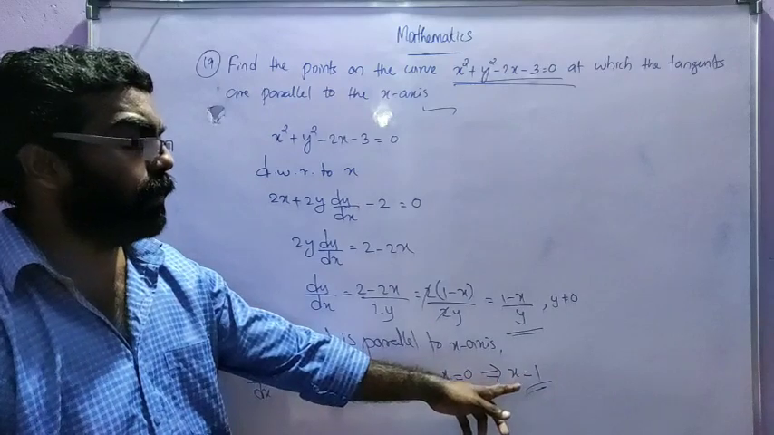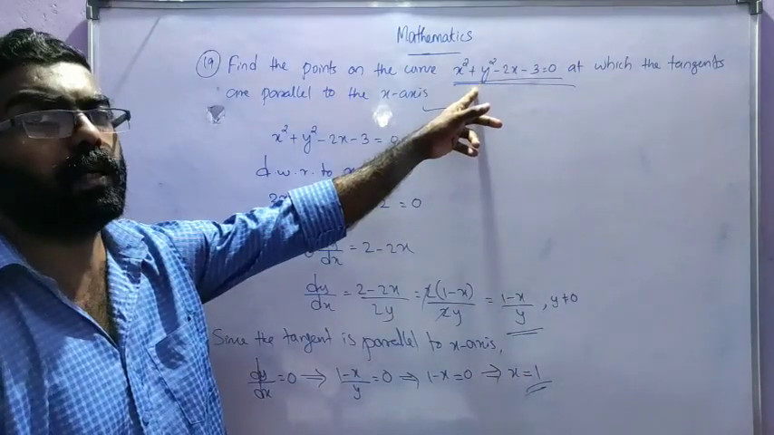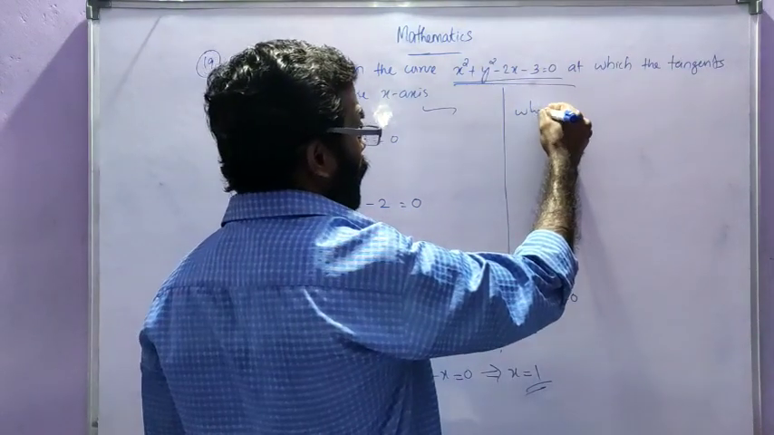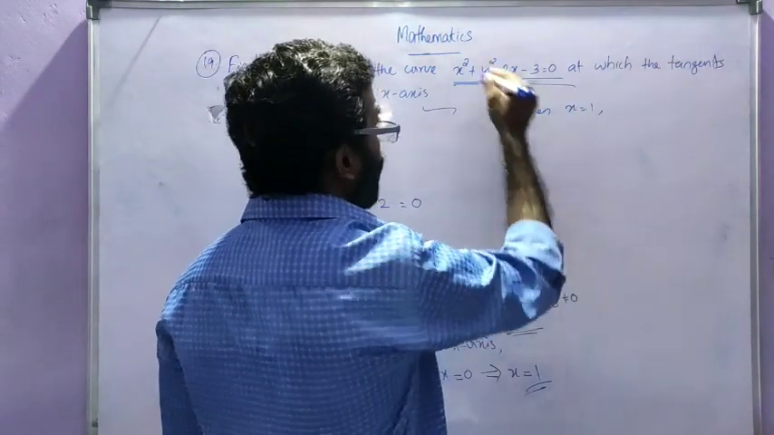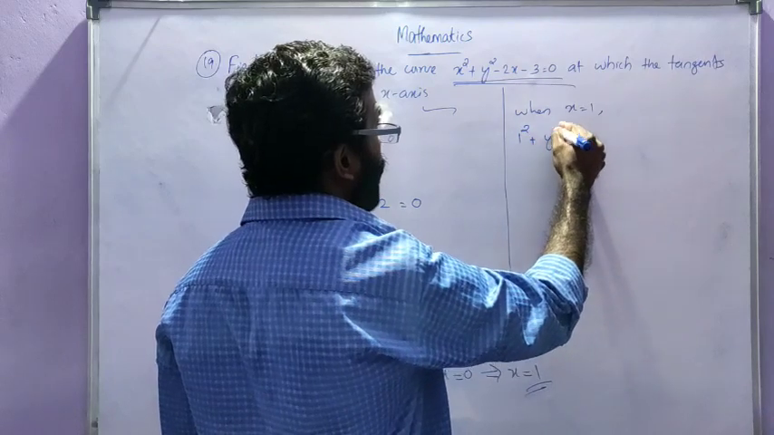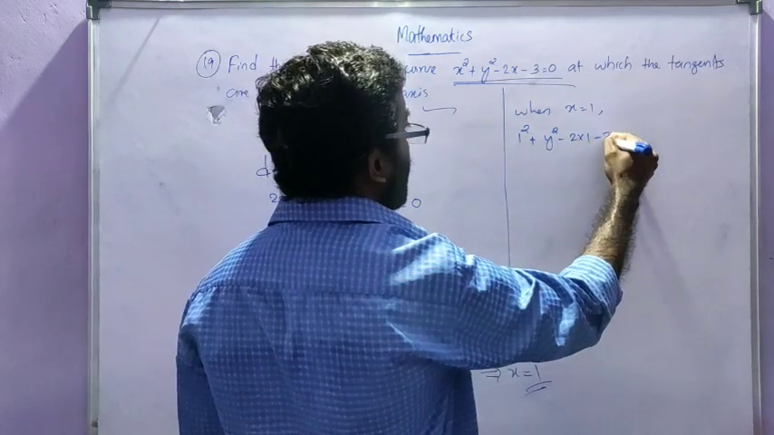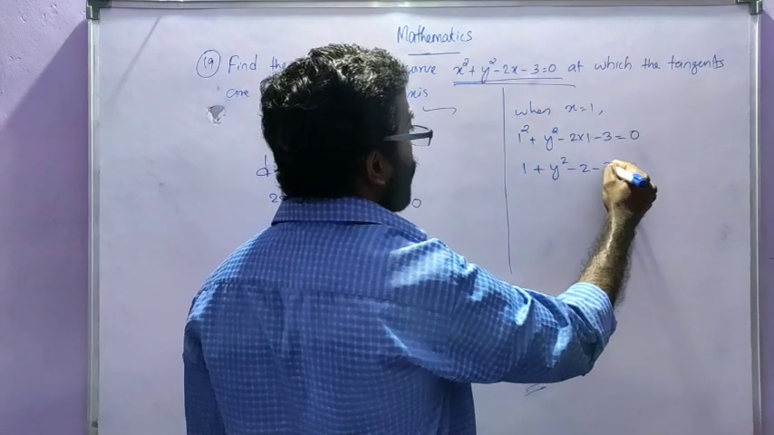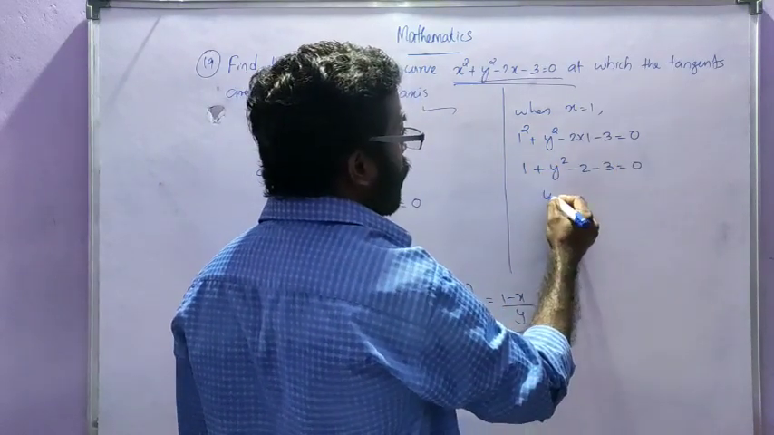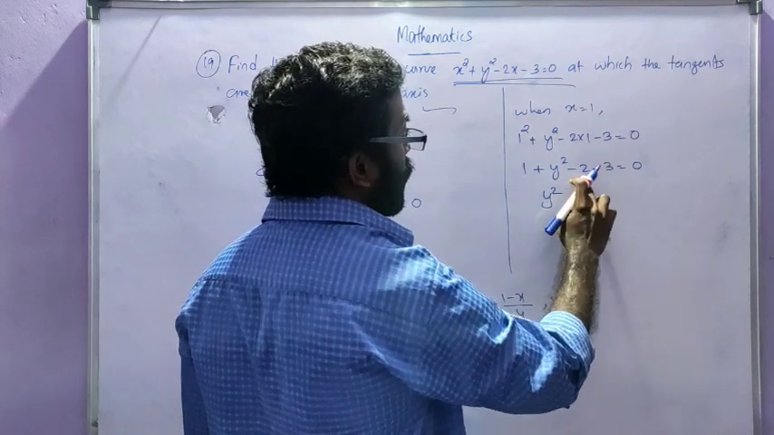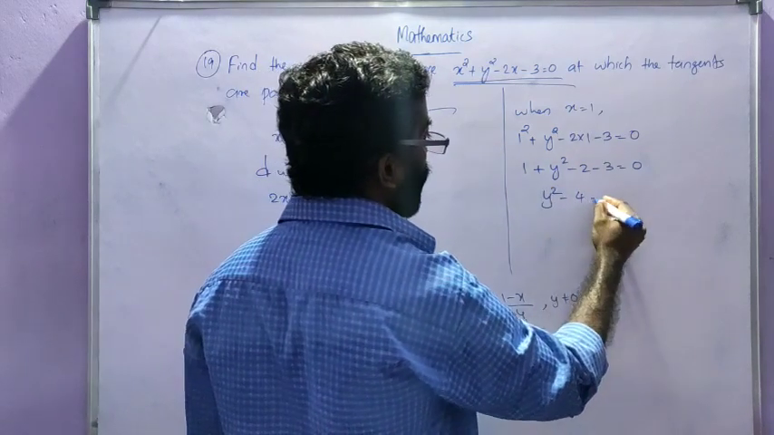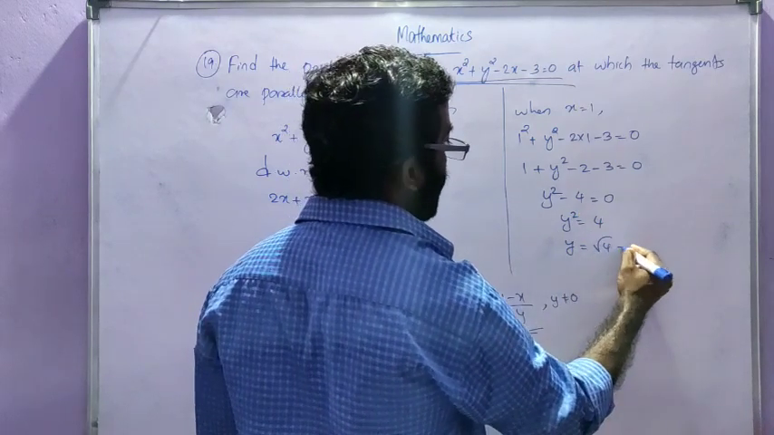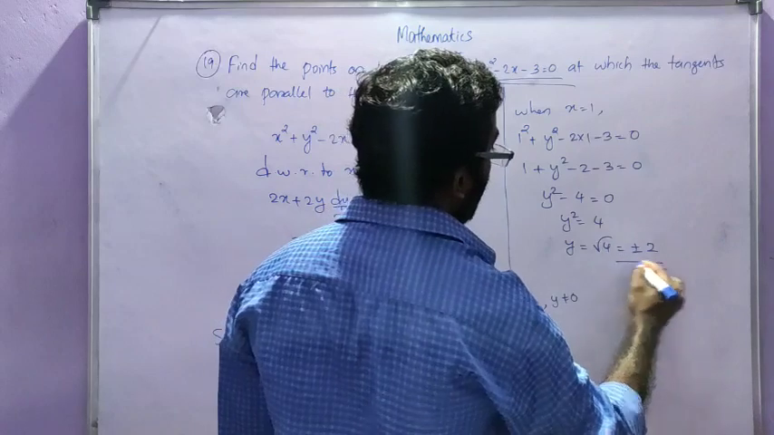Okay, now we can find the corresponding value of y. We can put this value in the given curve, equation of the curve. So when x is equal to 1, we can replace here 1 square plus y square minus 2 into 1 minus 3 is equal to 0. That is 1 plus y square minus 2 minus 3 equal to 0. Or we can write y square minus 5 plus 1 minus 4 is equal to 0. Y square equal to 4 or y equal to root of 4, which is equal to plus or minus 2.